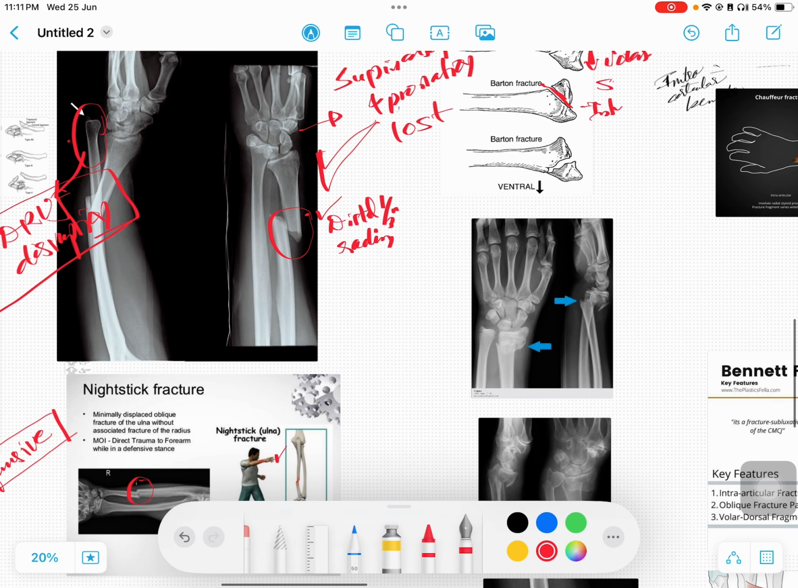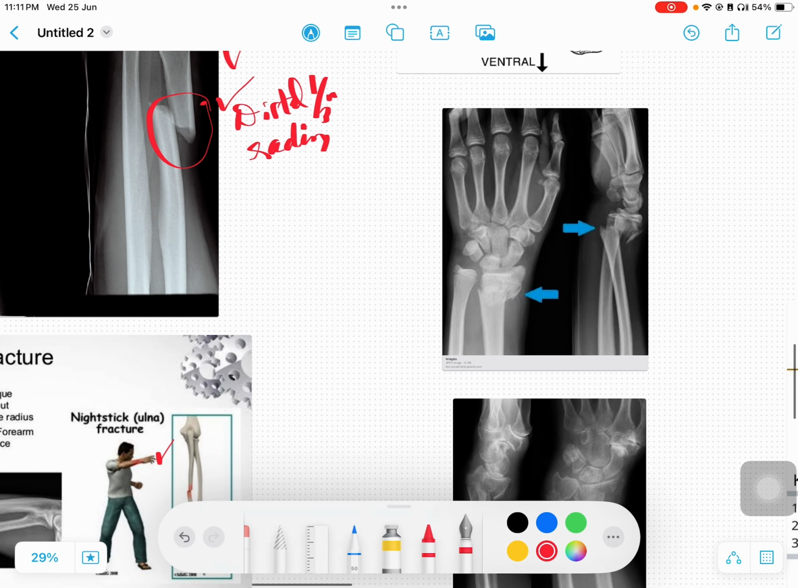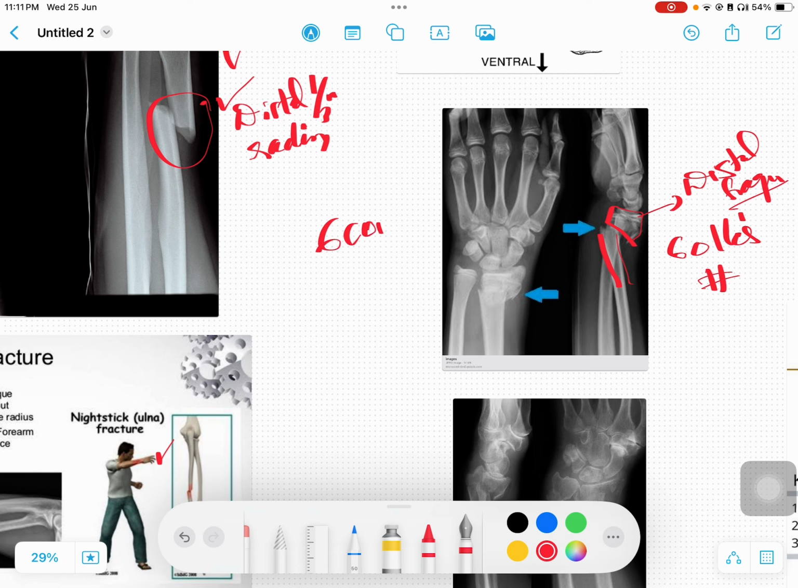So I will show you some clinical pictures or X-ray images. How do distal radius fractures look? First one is the Colles fracture. This is your Colles fracture. How does it look? There is a dorsal tilt of the distal fragment. This is your distal fragment. There are 6 components in the Colles fracture. You should remember all those 6 components.